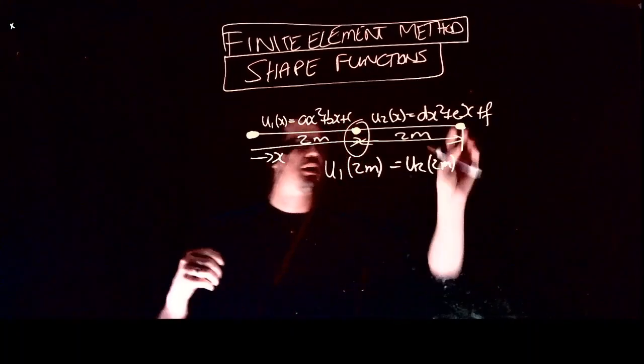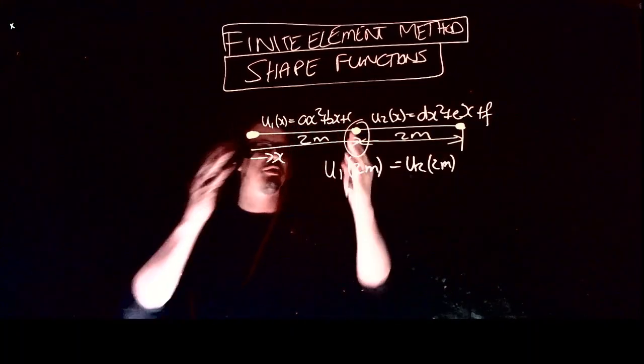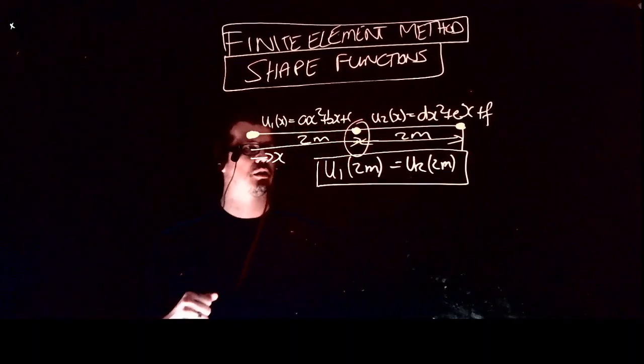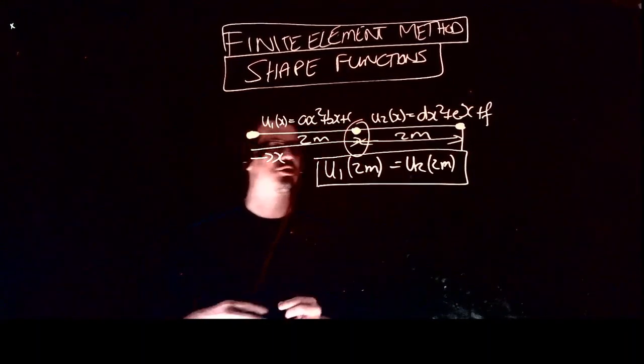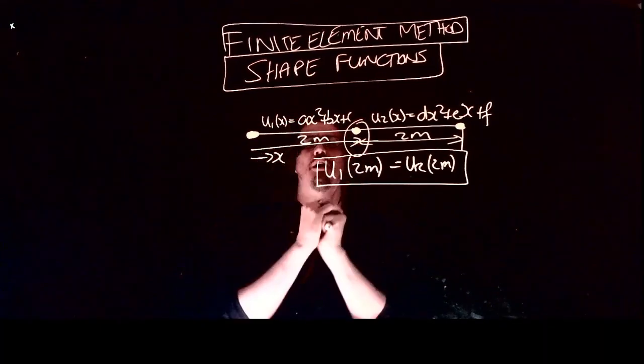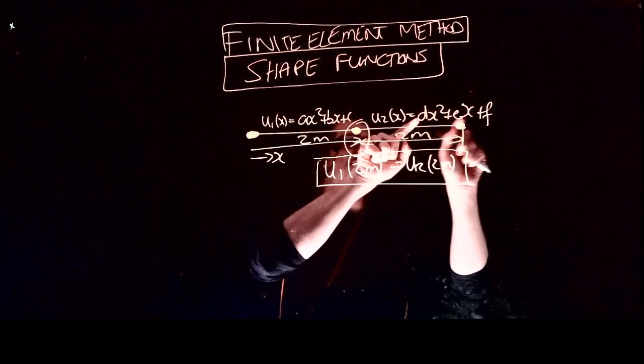And every time I have these places where two fields need to meet, I need to build in these kinds of conditions. I need to build in constraints to make sure that that's okay. So I have here essentially 1, 2, 3 unknowns, and I've got here 1, 2, 3 unknowns.